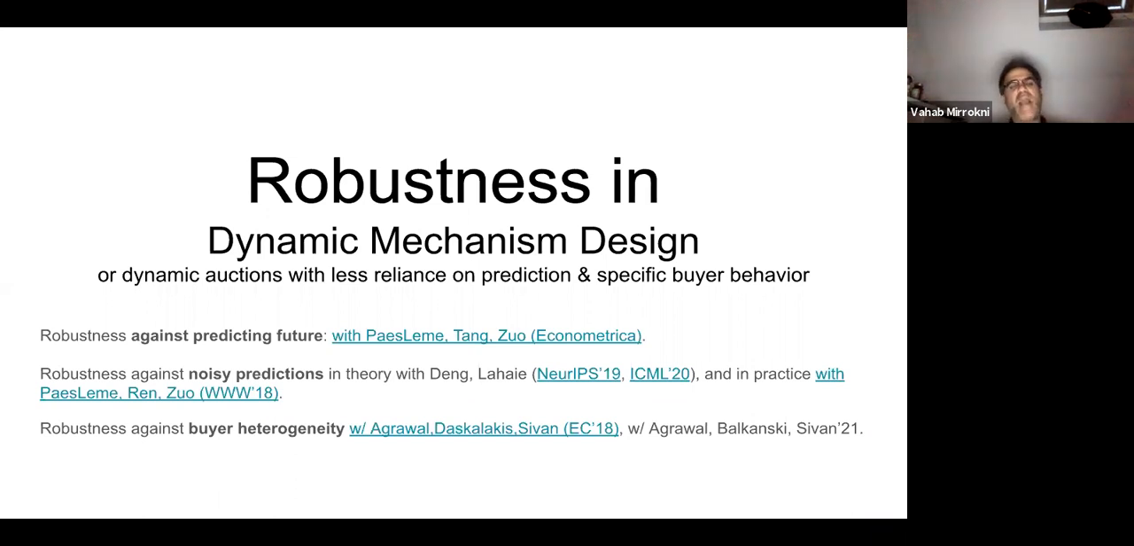Dynamic mechanism design in the economics literature is very much dependent on predictions. We have to have predictions of the current stage and also maybe the future stages. So what we did in this recent line of work is we made dynamic mechanism design robust against predicting anything about the future. We make it completely independent of future predictions. We only make assumptions on the predictions of the present, the current stage. And even there, we show how to deal with noisy predictions. So that's a very high level overview and summary of the setting.